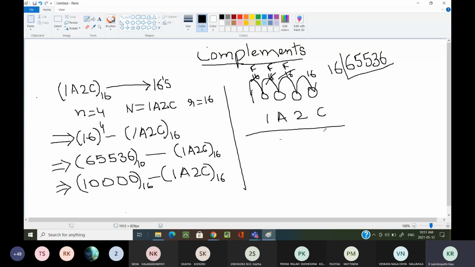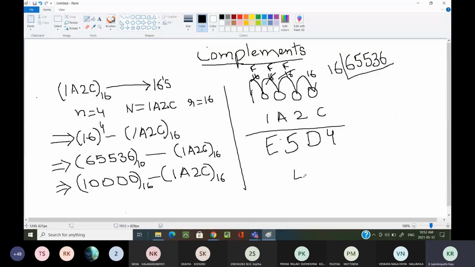Now 16 minus C. C means 12. 16 minus 12, what is the value we are getting? 4. Now F means 15. 15 minus 2 is 13, and 13 means D. Now F minus A: F is 15, A means 10, 15 minus 10 is 5. Now 15 minus 1 is 14, and 14 means E.